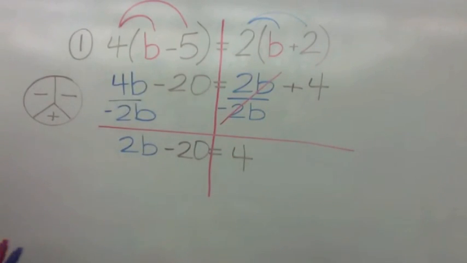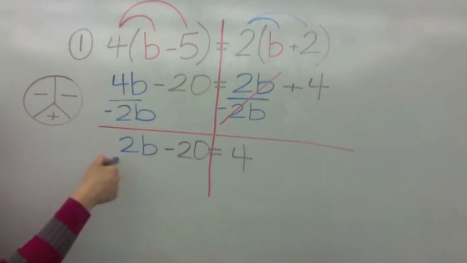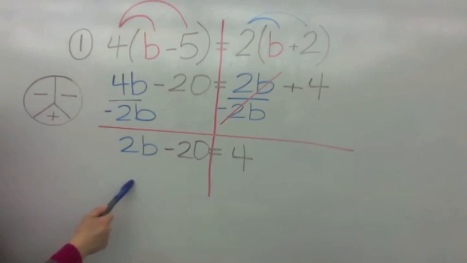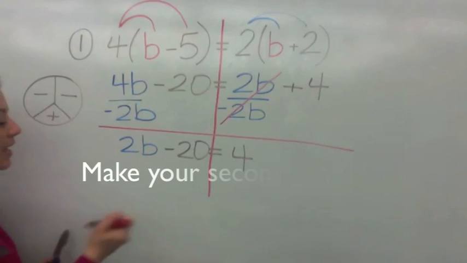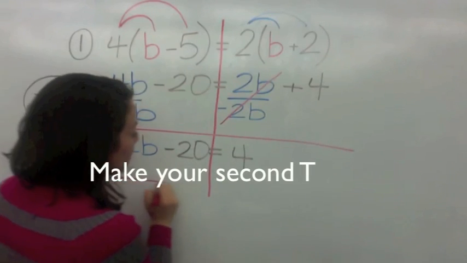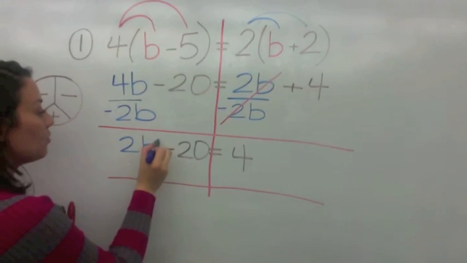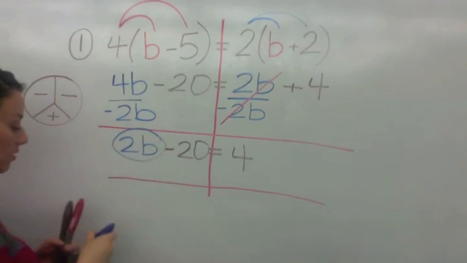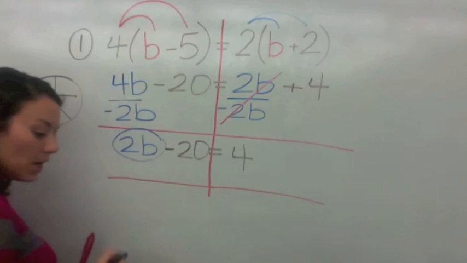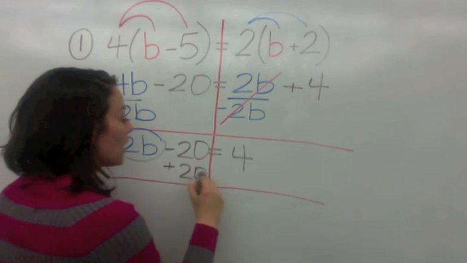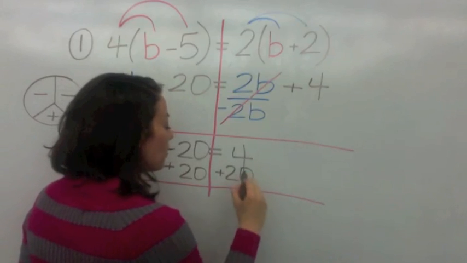All right, great. So now you have one like term, right? It's 2b minus 20 equals 4. Everybody have that written down? Okay. So now you're going to make another T. Make your second T. And you're looking for now 2b, because now you can solve for b. Look at the number next to it. What is its opposite? Opposite of negative 20 is positive 20. So you add 20 to both sides.